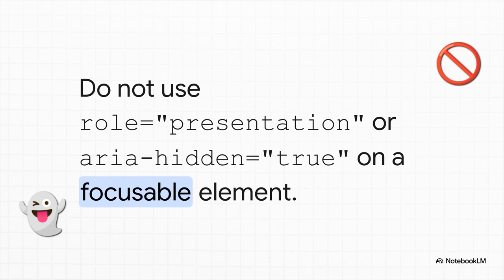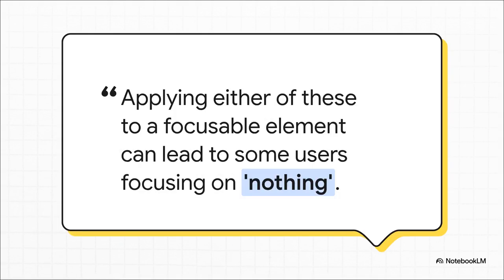Rule number 4 is super specific and super important. You should never, ever use role equals presentation or ARIA hidden equals true on an element that a user can land on with their keyboard. Those attributes are literally designed to hide things from screen readers. And here's why that's such a disaster.